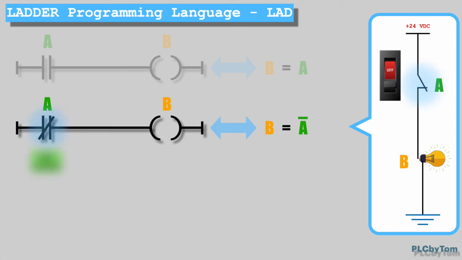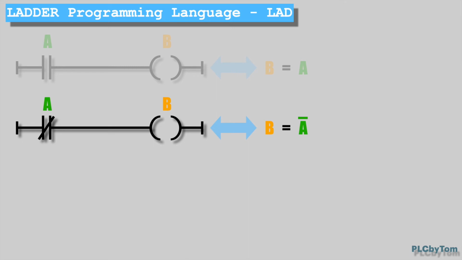In terms of logic, it will invert the value of the assigned memory location and transfer to the coil. So if value A is false, it will transfer value true to the coil B. Same logic is done as an electromechanical control circuit presented at the right side.